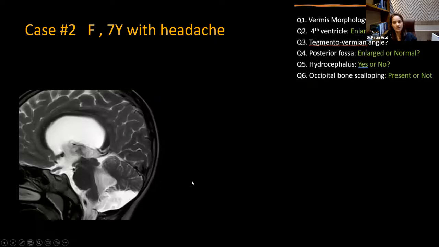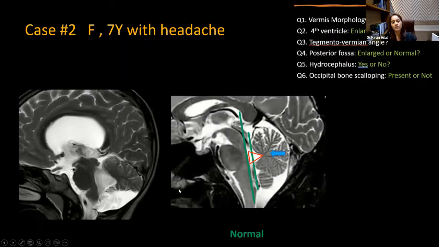So again, let's explore this case with a 6 question-based approach. What do you think of the morphology of the vermis? So this is your normal vermis. If you see, we can see a cyst here, but this cyst is causing push or mass effect over the inferior vermis. So it is normal in size, but it's pushed by the cyst.